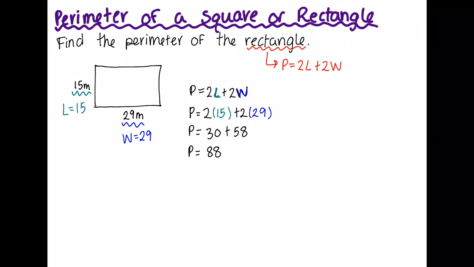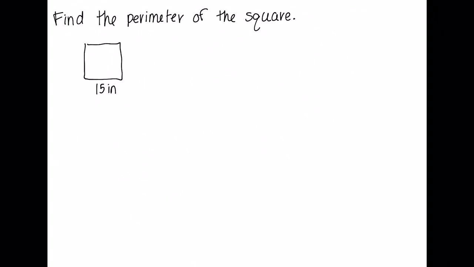Now, this problem is going to ask for units. Your units are going to be whatever the units were on the original rectangle. So they were meters. My units will be meters. And that's it. Your perimeter is 88 meters. That's the answer. So let's look at finding the perimeter of a square.